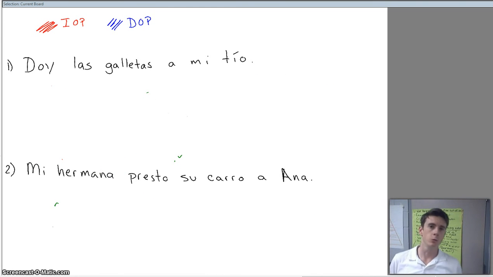Alright. Now when we use our new IOPs and our DOPs together in the same statement, there might be an instance when we have to make some changes, and I'm going to show you that right now. Alright, I do need to change one thing here.